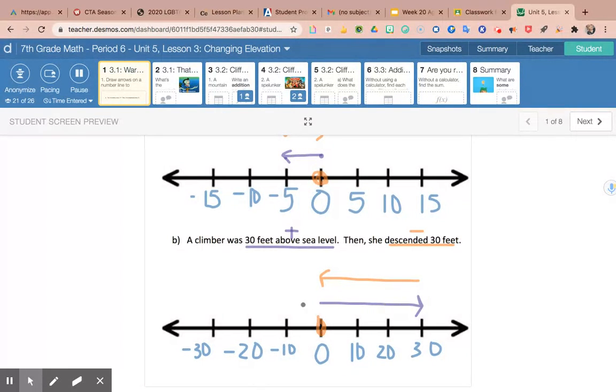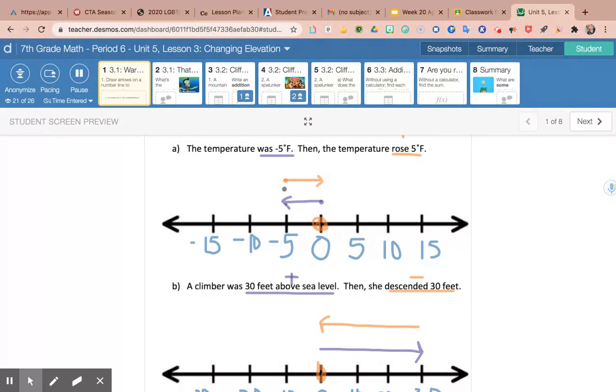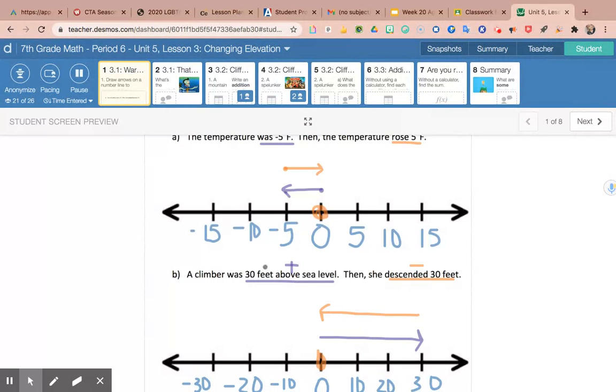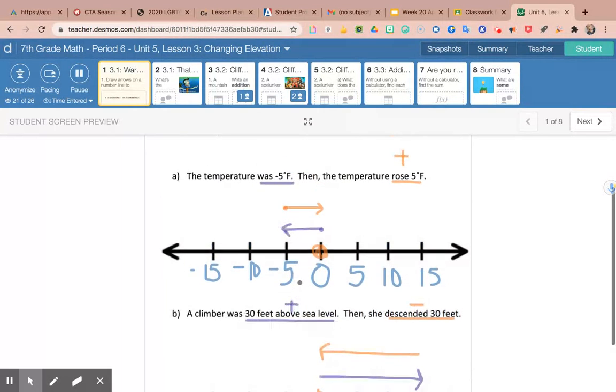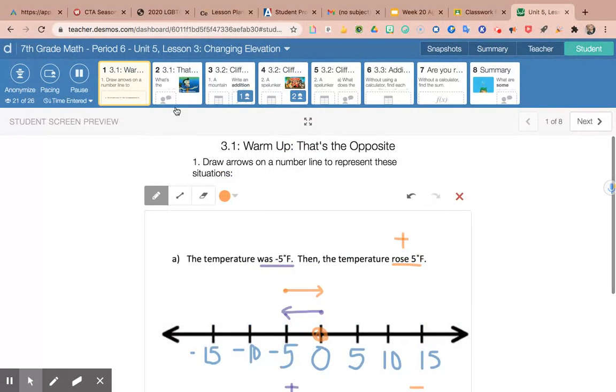So it's good to notice, you can pause if you want, it's good to notice that -5 plus +5 is 0. +30 plus -30 is 0. So it looks like adding the opposite number gets me to 0, which makes sense because if I go up 2 and then down 2, I'm back at 0. If I go to the left 20 and then to the right 20, I'm back at 0. So adding opposites, they have to be the same number, but opposite sign adds to 0 always. So feel free to pause if you need to.